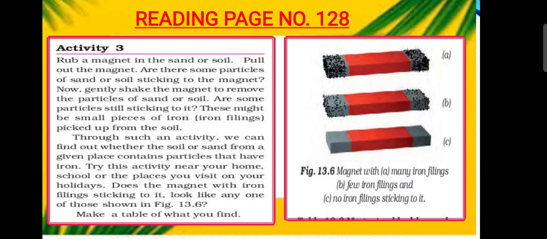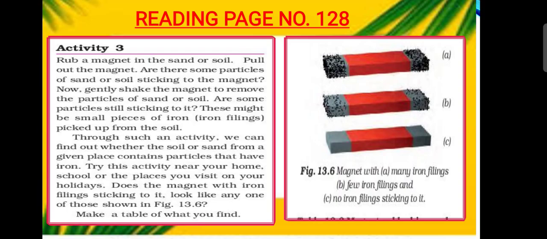Now we have come towards the property of a magnet. That was activity 3, in which we found that when the bar magnet is rubbed against soil or sand, it attracts some particles which stick on the magnet. When we gently shake the magnet, we remove some particles, and some particles are still sticking to it. So we can say that the particles which are sticking might be iron filings or magnetic materials.